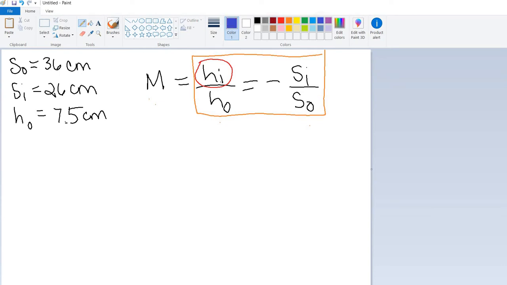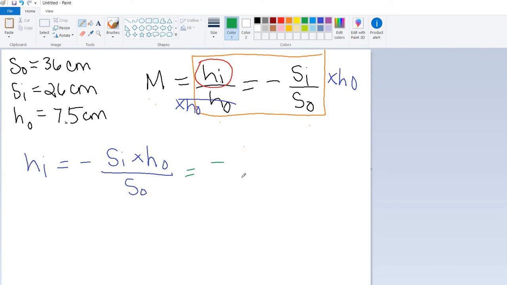Again, we have to rearrange this equation, and we can do that by multiplying both sides by the object height. And that will get rid of that. And it'll give us our image height by itself, which is what we need in order to solve for that. All right. So that's ultimately what my equation is going to look like when I'm calculating the height. And since I have the image height by itself, I can now plug in my values.